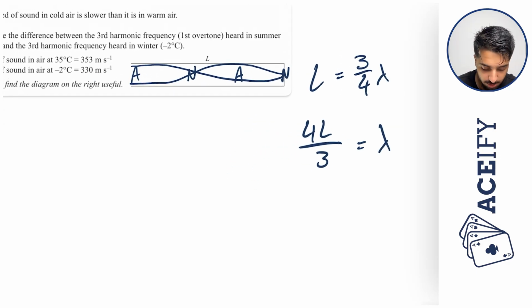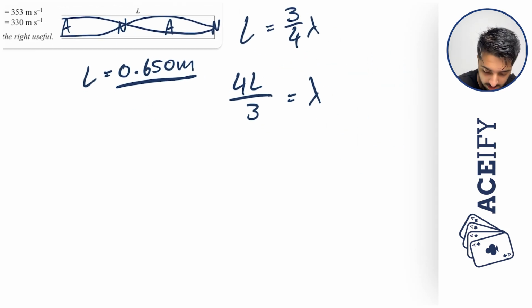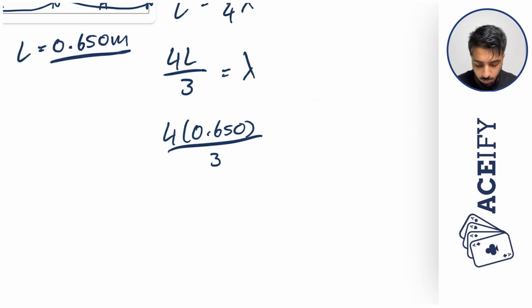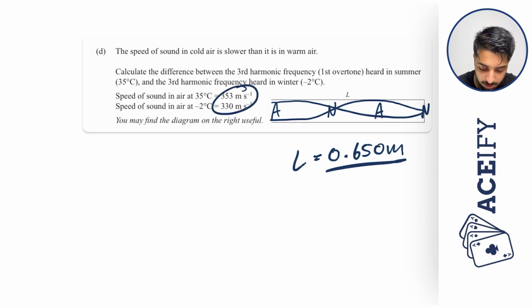Now we know from previous questions that our length is equal to 0.650 meters, and so therefore our wavelength is 4 times 0.65 all over 3, which gives us a wavelength of 0.867 meters. There we go. Now that we have our wavelength and we have our velocities at the different temperatures, we can find the frequencies at those different temperatures.